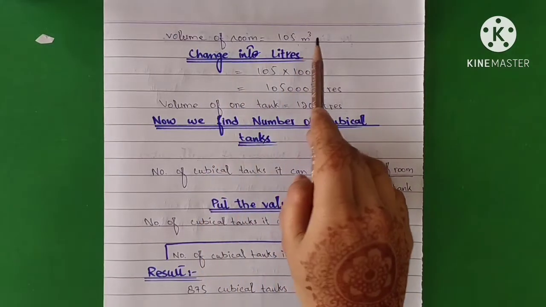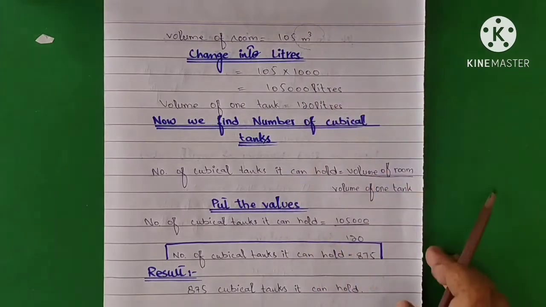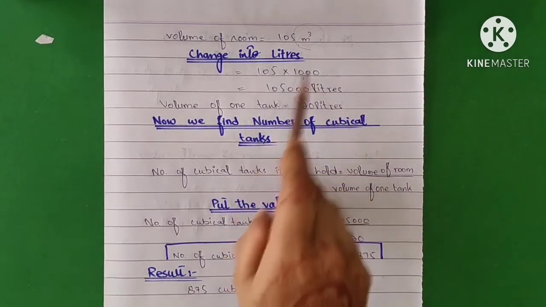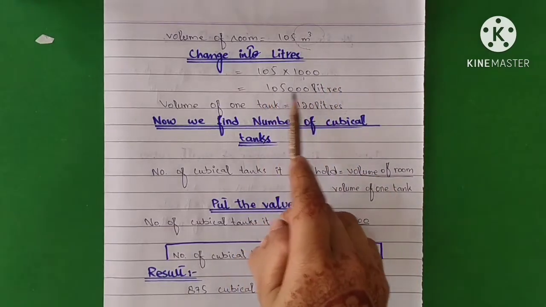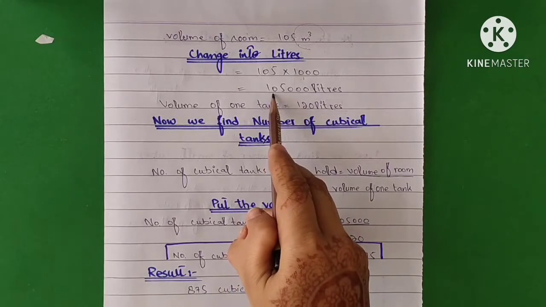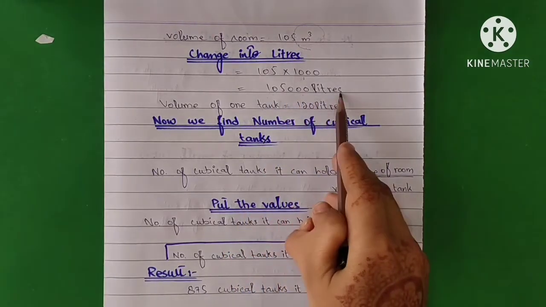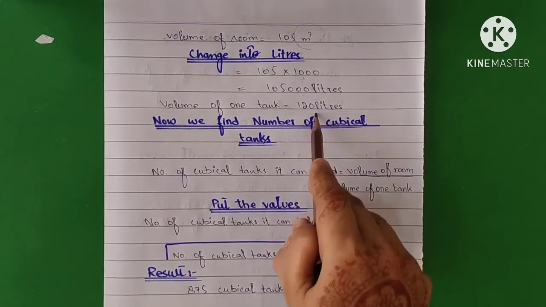Now change into liters. We know that to change meter cube into liters, we will multiply by 1000. So 105 multiplied by 1000 is equal to 1,05,000 liters. Okay. Now volume of one tank is equal to 120 liter.